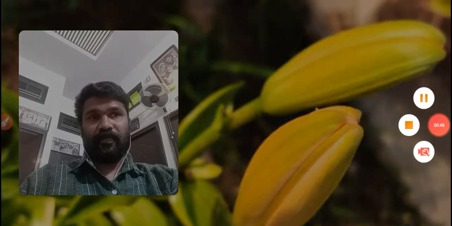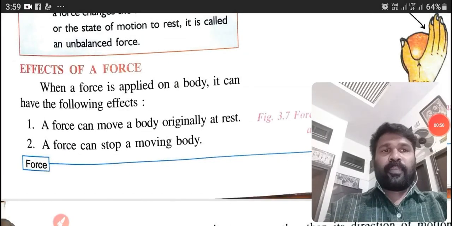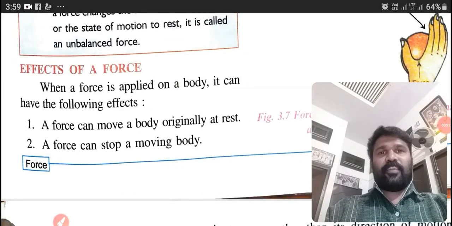Okay, students, yesterday we started one new chapter, new unit, force. From this chapter, today we are going to discuss a new point, effects of force. Okay, students, all of you please take out your book and watch carefully the video. So students, let's start today's topic, effects of force.